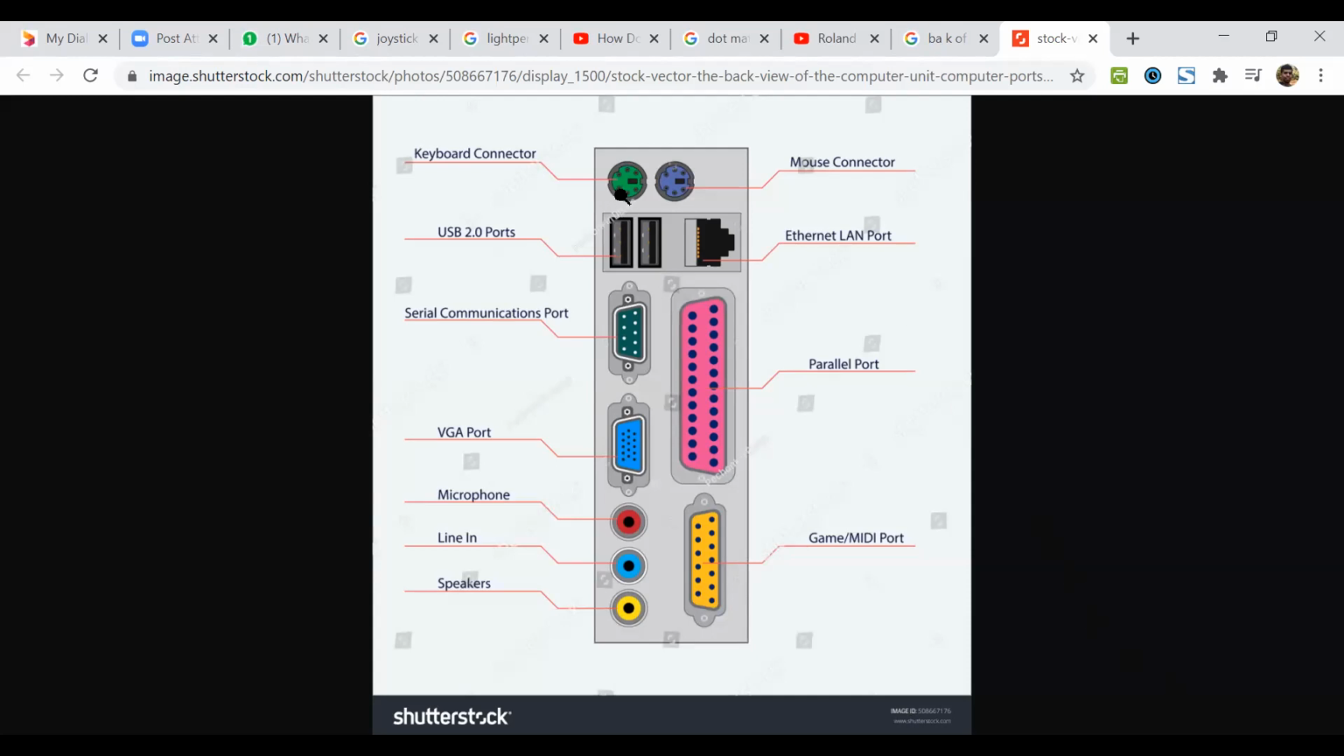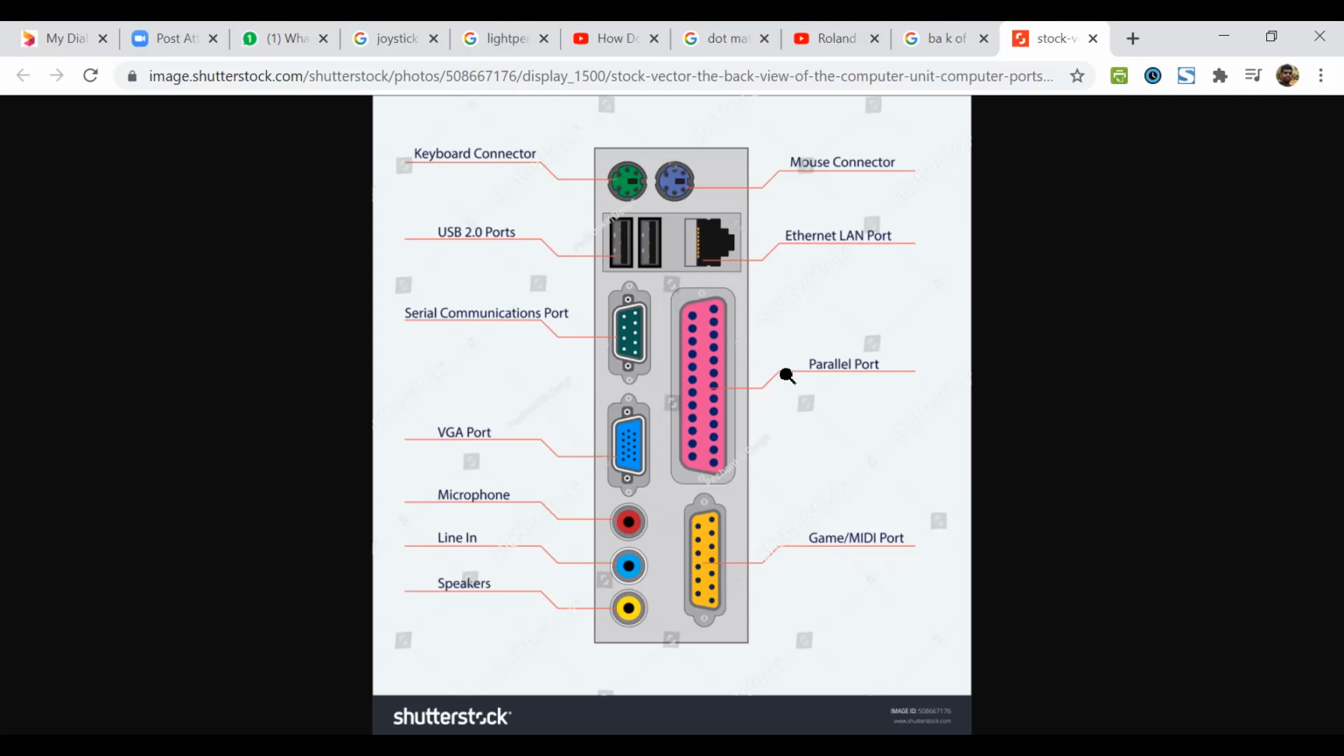Now you see this port. I hope it's familiar to you. These ports are known as PS2. Right, and then we have USB ports. You can actually connect multiple devices using USB ports. And for networking and internet, we can use Ethernet, or we can say RJ45.